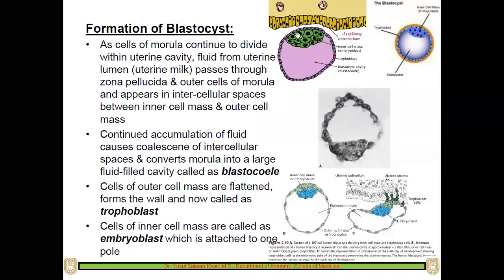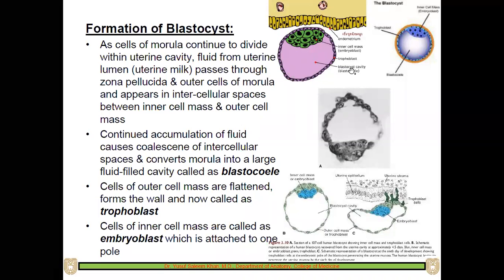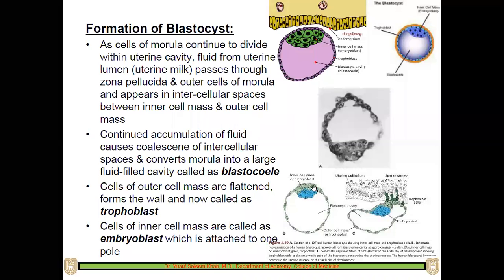So the outer cell mass is called the trophoblast, and the inner cell mass is now called the embryoblast, which is attached to one pole. The remaining part is filled with the cavity called the blastocele, and this whole structure is called the blastocyst. So this is how it looks. This is the real picture of the blastocyst taken under the electron microscope. Here is the blastocele, and this is the inner cell mass, called the embryoblast, and outside we have the trophoblastic cells.